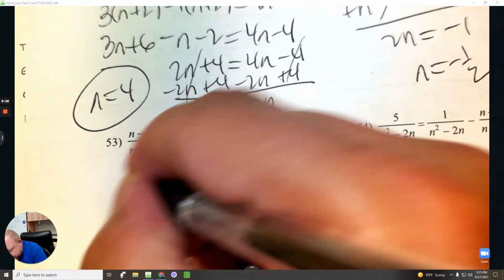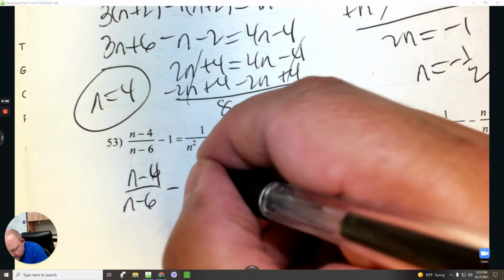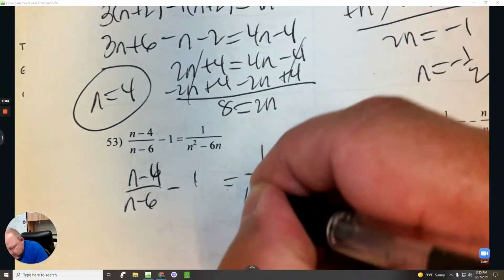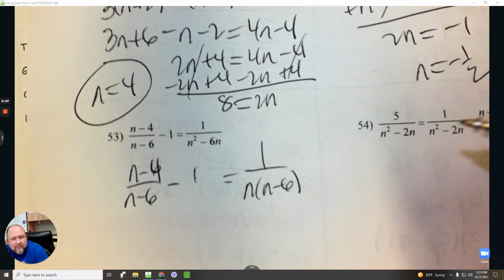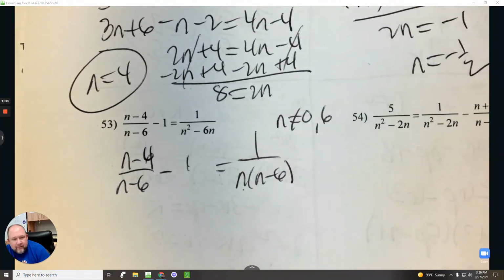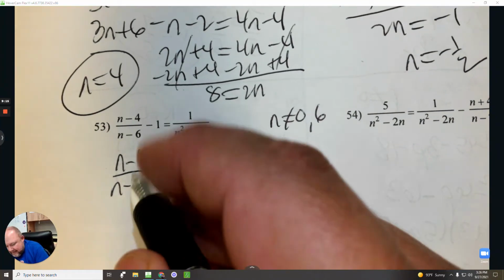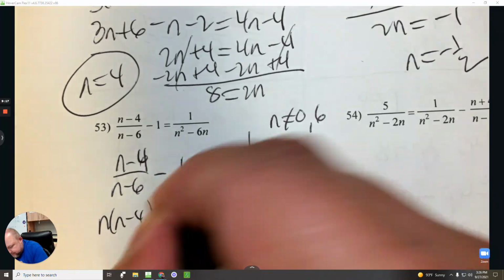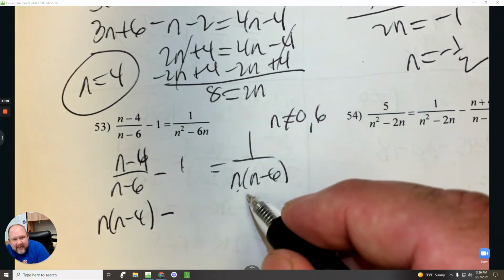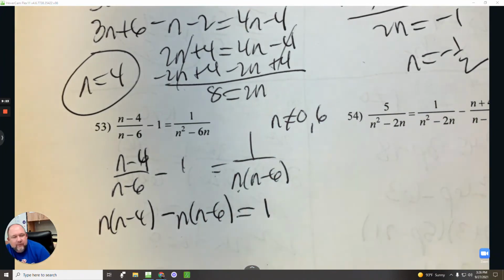Factor. And then think, what can n not be? So n cannot be 0, and n can't be +6. That would make a 0 in the denominator. We need an n, top and bottom. We need n and n minus 6, top and bottom. And the last one can stay the same.